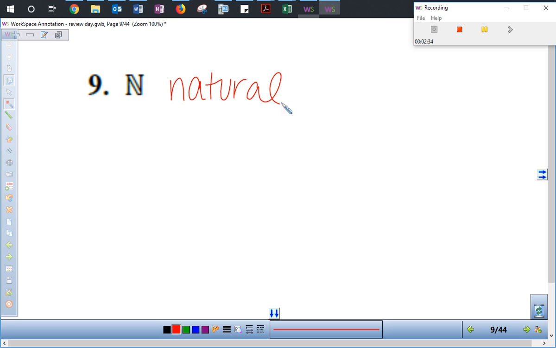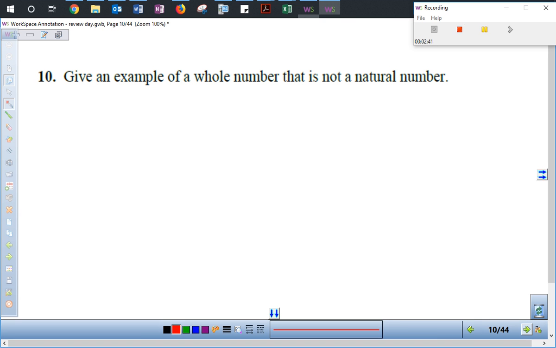Now, this was something we did on the second day of school. It has been very popular on your homework, so I would expect to see it again. Number 10 says, give an example of a whole number that is not a natural number.